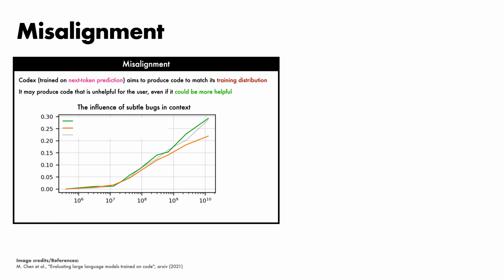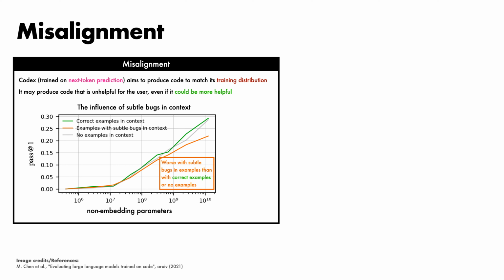of model performance. On the x-axis, we have the number of non-embedding parameters, while on the y-axis, we have the pass-at-one metric. The green line indicates performance when correct examples are provided in the context. The orange line indicates performance when subtle bugs are included in the context, and the grey line indicates performance when no examples are provided in the context. We can see that subtle bugs in the examples provided by the user bring performance below the prompt with either correct examples or no examples at all.